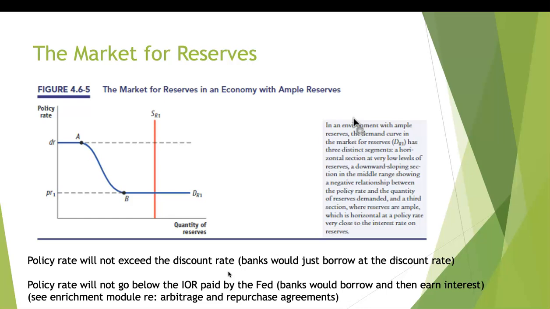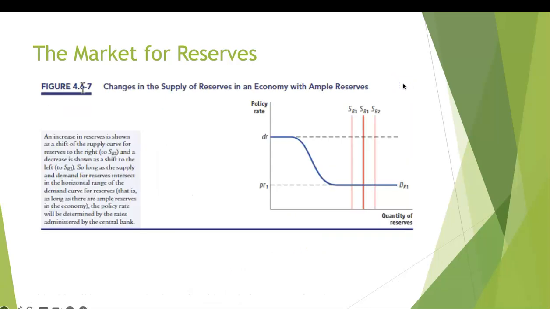And then we're going to keep going. It's going to be a downward sloping curve to B. At point B and to the right, you see that we hit the floor. In this case, it's the policy rate. And you can see to the right of point B, we are in an ample reserve environment. The demand for reserves is along that policy rate, and if you shift the supply of reserves, you're not going to actually be changing the policy rate. So, in order to emphasize that, let's look at the next graph.